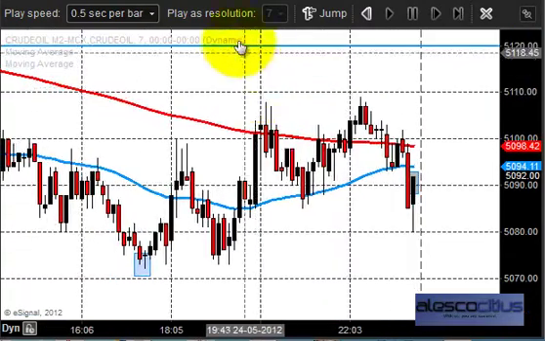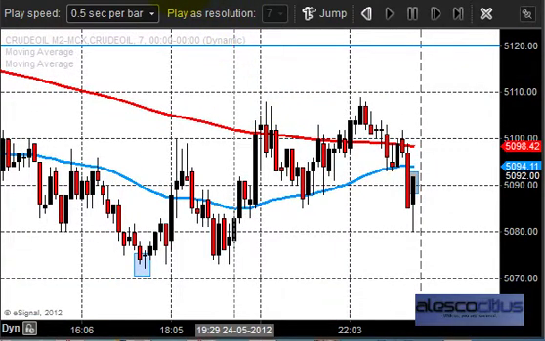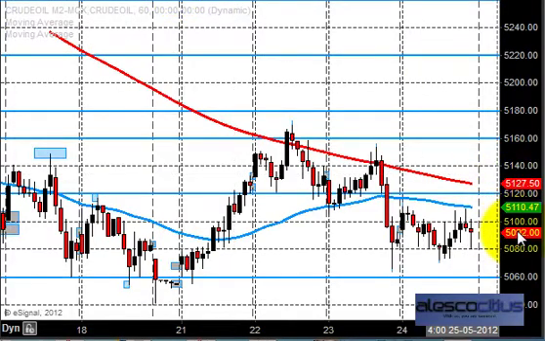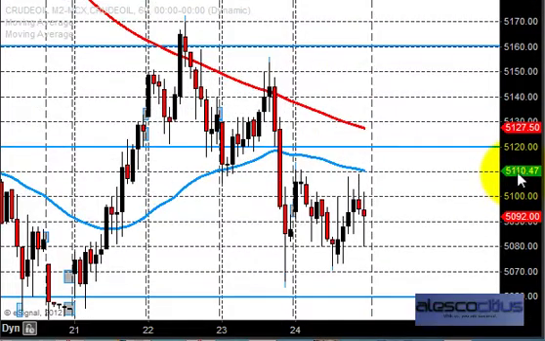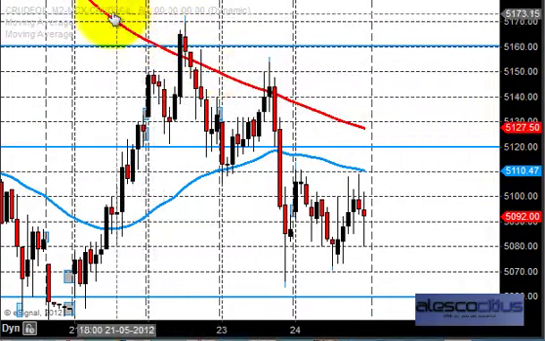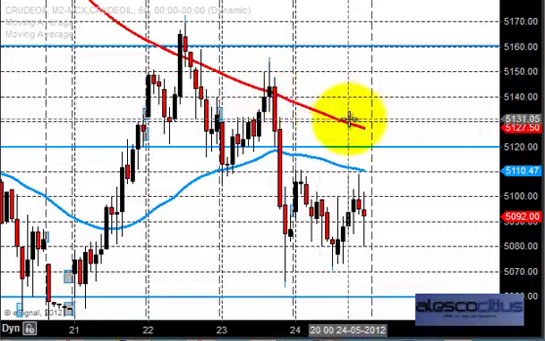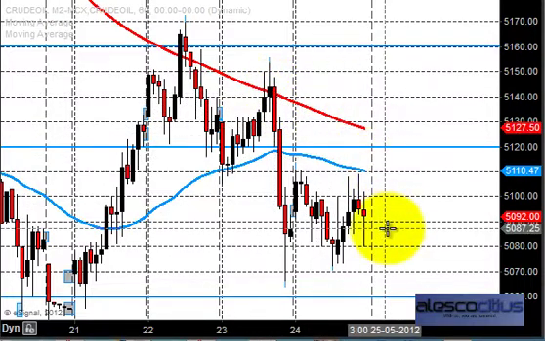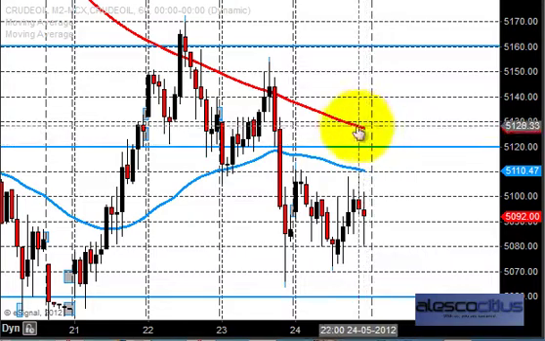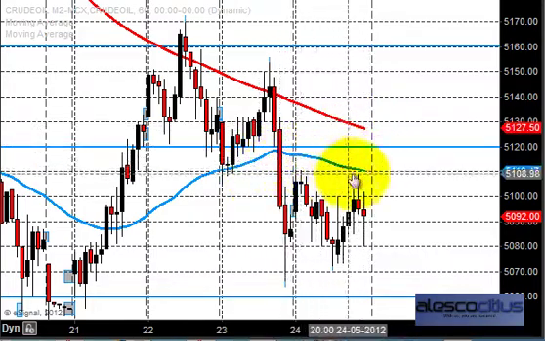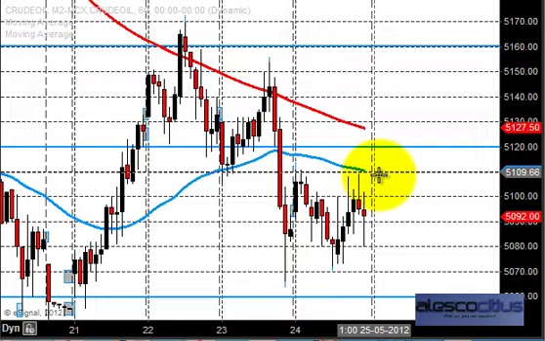But let us see how things are in the 1 hour chart. Let us take some long term perspective and see what is happening in the 1 hour chart. When we see the moving averages in the 1 hour chart, you can see this red line, which is a long term moving average, and there is going to be some convergence between the short term moving average and the long term moving average in the 1 hour chart.